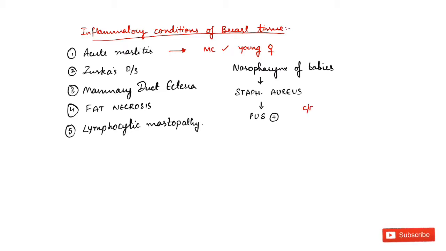So, from the pathogenesis, we can understand the clinical features. As it is a bacterial infection, there would be an increase in temperature leading to fever, and as it is an inflammatory condition, we find pain, swelling, redness and purulent discharge.